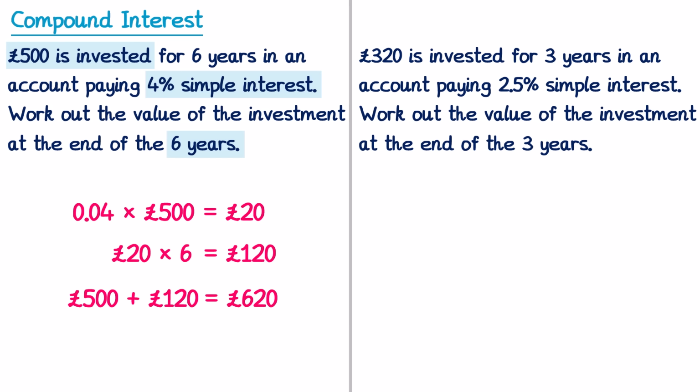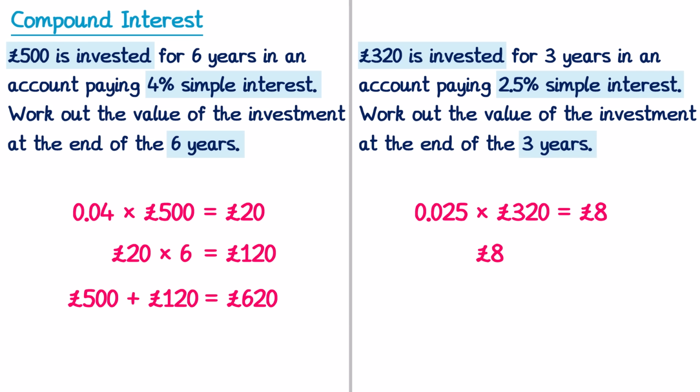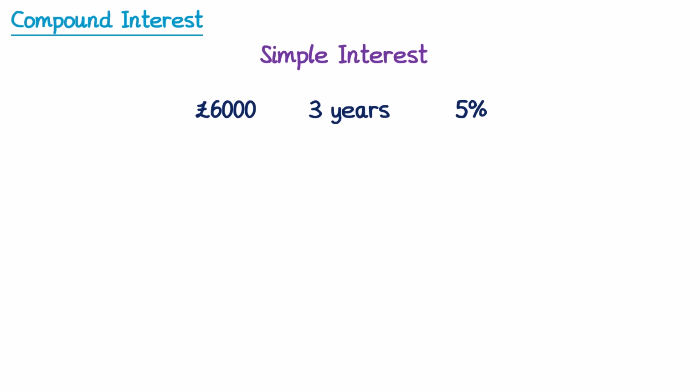In the second example, the rate of interest is 2.5%, and the amount invested is £320, so we need to find 2.5% of £320. We do that by doing 0.025 multiplied by 320. This gives you £8. So each year you'll receive £8 in interest. This investment is for 3 years, so we'll multiply that £8 by 3, which will give you £24 in interest. We just add this on, so £320 plus the £24, which will give you £344. So that was how simple interest works.